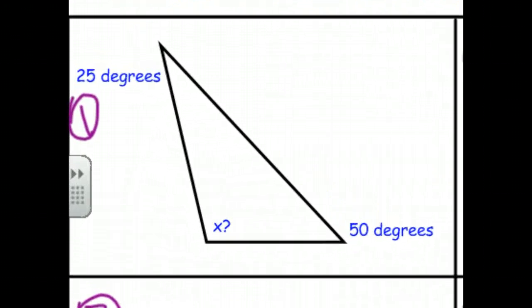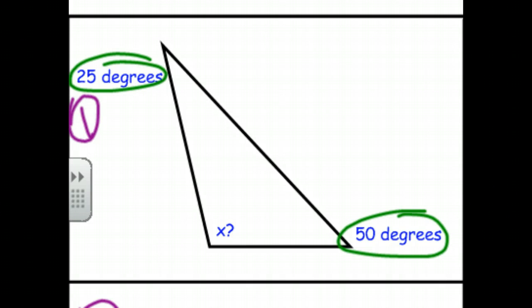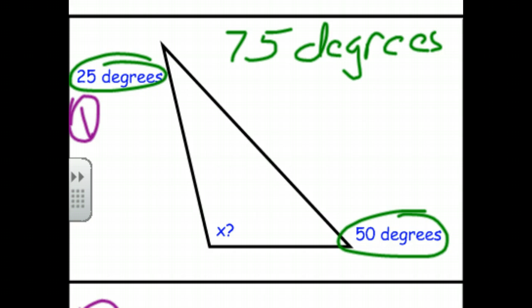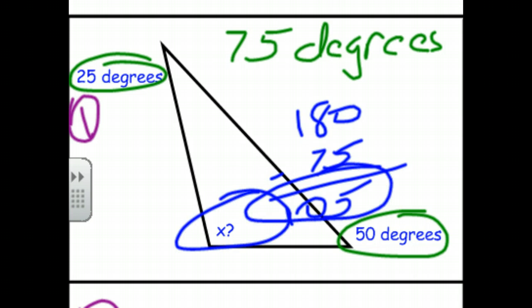Well, let's take a look at number one. The two angle measures that we know are 25 degrees and 50 degrees. So we know a total, 25 plus 50, of 75 degrees in this triangle. Since we know that all angles must add up to 180, if we take away those 75 degrees, 180 minus 75, we are left with 105 degrees remaining, and so 105 degrees is the measurement of that angle. The angle x is 105 degrees.